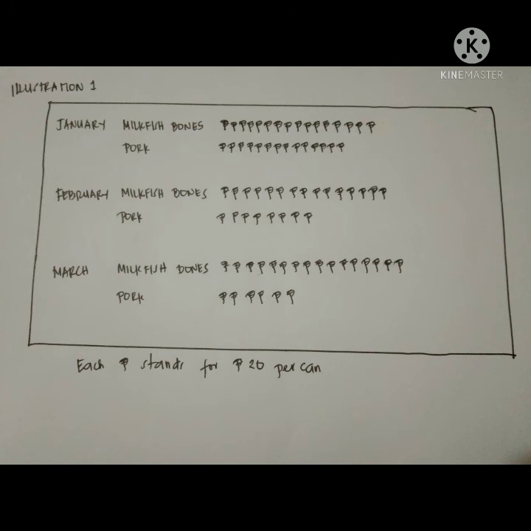So for the month of January, for milkfish bones we have 340, and for pork we have 280 pesos. For February, for milkfish bones we have 300, and for pork we have 160. And for March, for milkfish bones we have 320, and for pork we have 120. So the milkfish bones total for the months of January, February, and March is 960. And for pork, we have 560.